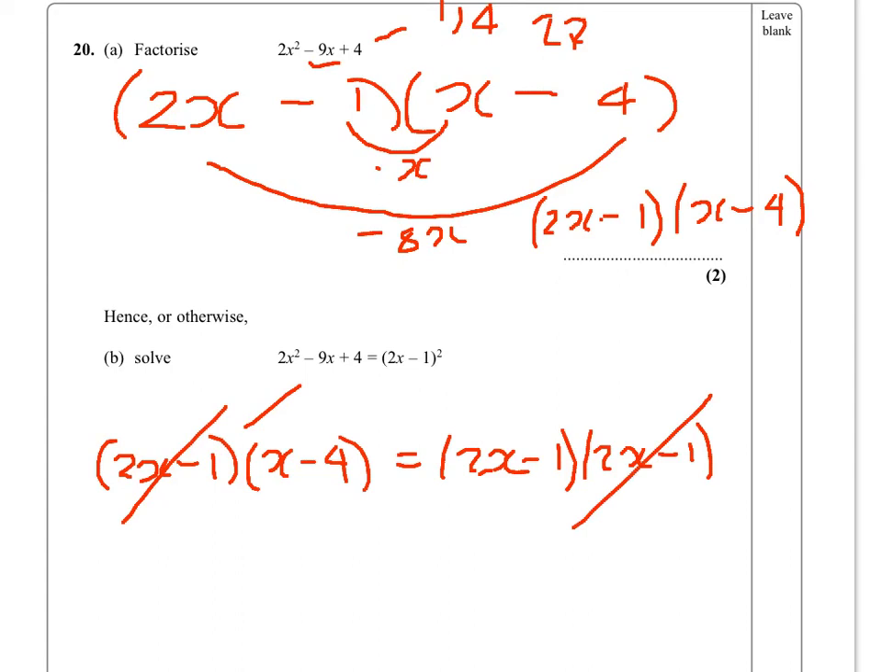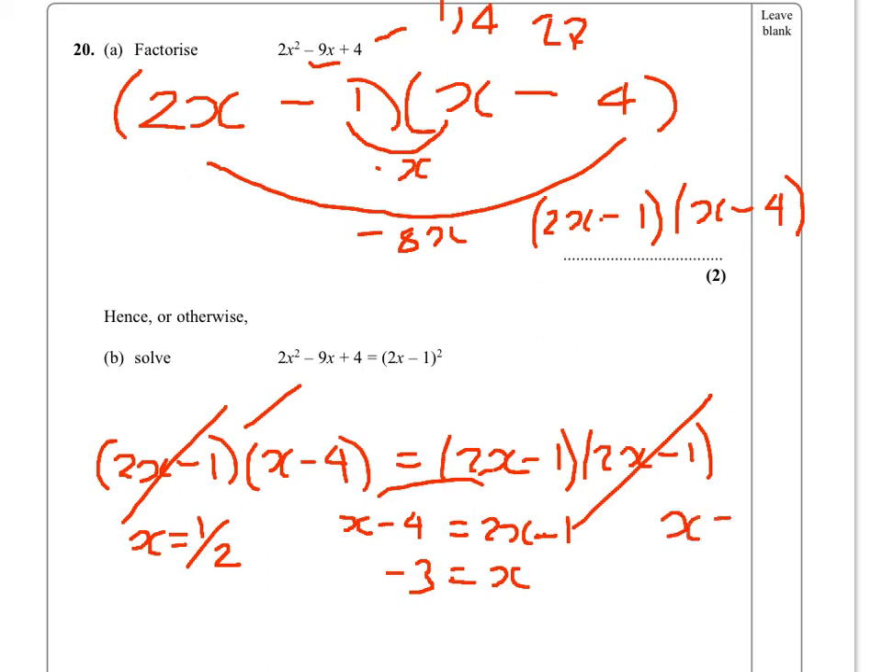Now, if I make x equal a half, then on both sides, 2x minus 1 will become 0, and both sides therefore would be the same. So x equals half is a solution. So I'm now left with x minus 4 equals 2x minus 1, and that will give me the next and final solution. I bring my x's to one side, so I'll put the x's on this side, so the x goes over, becomes minus x. Move my minus 1 over here, and I've got minus 3 equals x. So the answers are x equals a half, and x equals minus 3.